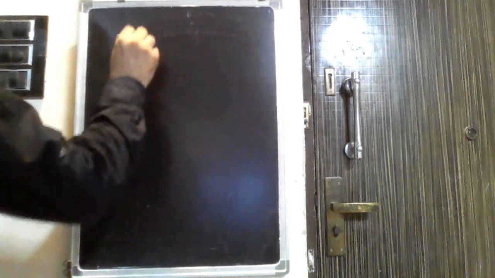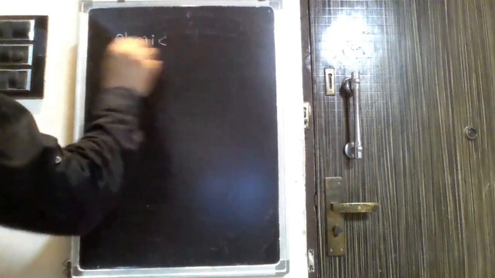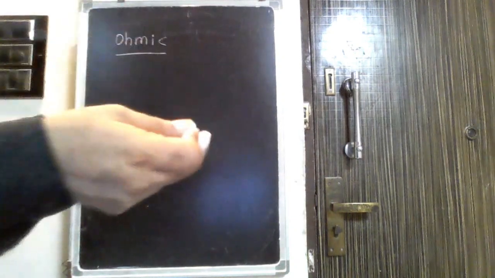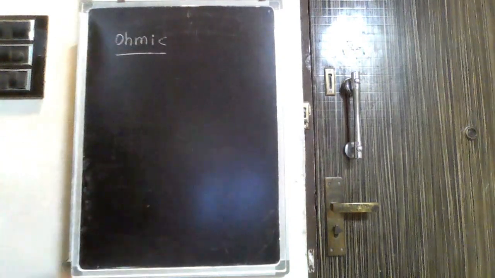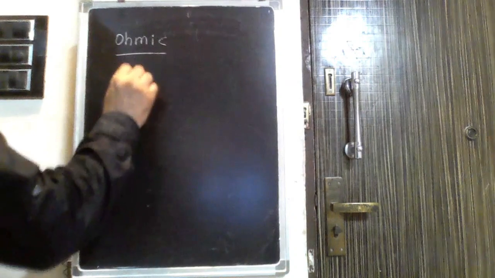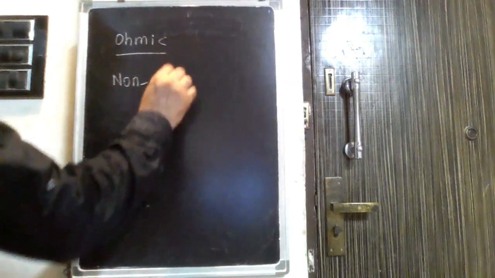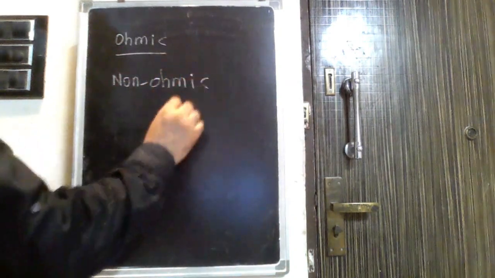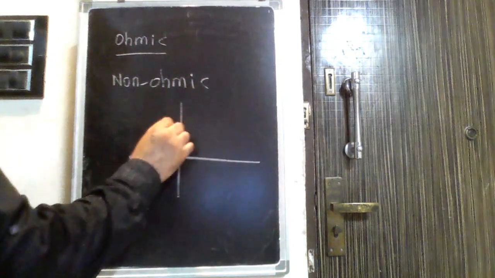So ohmic materials are normally the ones which follow Ohm's law. You can see a VI graph will always be a straight line, and I'm talking about conductors, your copper, silver, and all this stuff. There are non-ohmic devices as well, devices which do not obey Ohm's law. So the VI graph will not be a straight line.